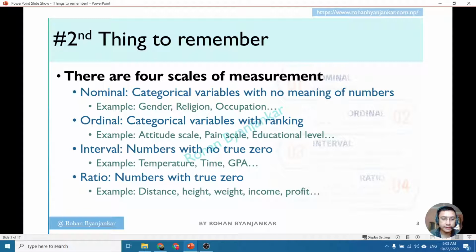But GPA is an interval scale because if one gets 4 GPA and another gets 2, then we cannot say that a person who is getting 4 GPA has twice the marks of 2 GPA. And for ratio, numbers with true zero, they are distance, height, weight. It also means that there is a starting point. If the distance is 0, then we say that we haven't covered or we haven't started our journey.